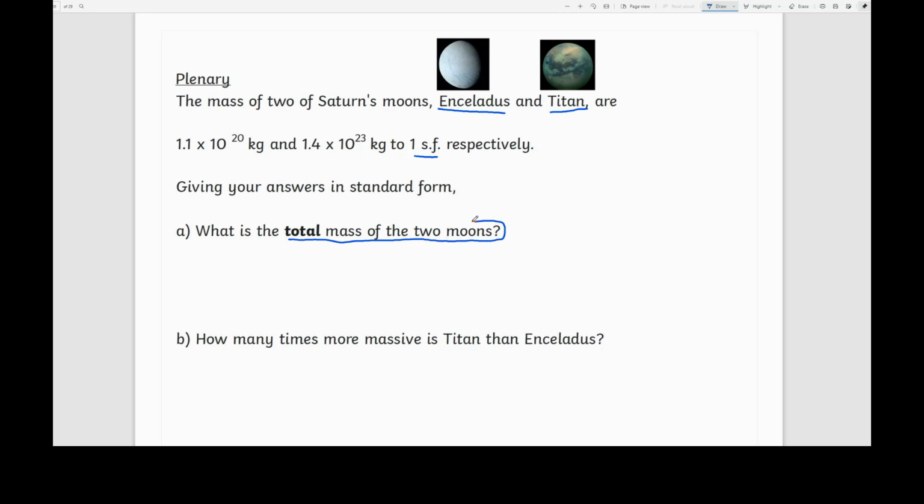So what we need to do, well, have a think about it. If you want the total mass, we need to add them up. So has anyone got any ideas how I could do 1.1 times 10 to the 20 plus 1.4 times 10 to the 23? So what we would need to do again is make the powers of 10 the same. So we could take 10 to the 20 and times that by 10 cubed, which is 1,000. And then you'd have to divide 1.1 by 10 cubed.